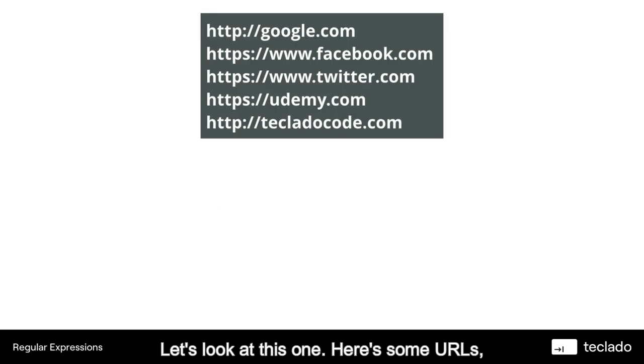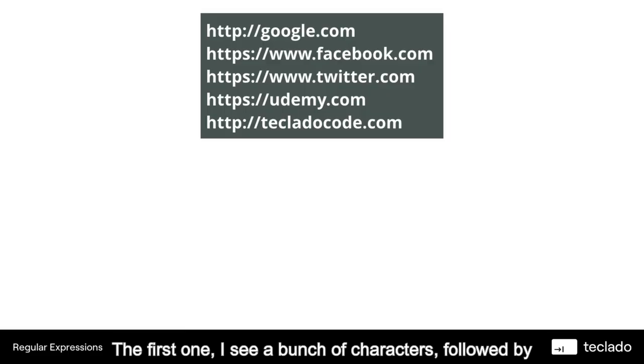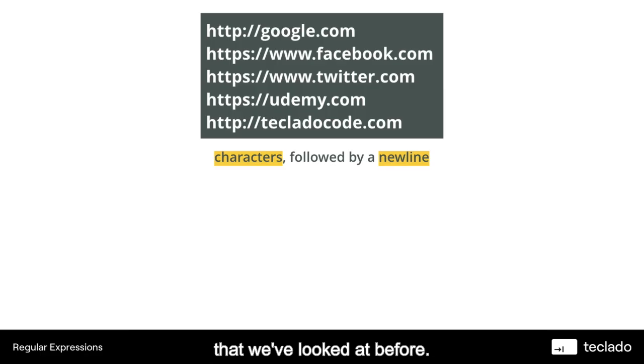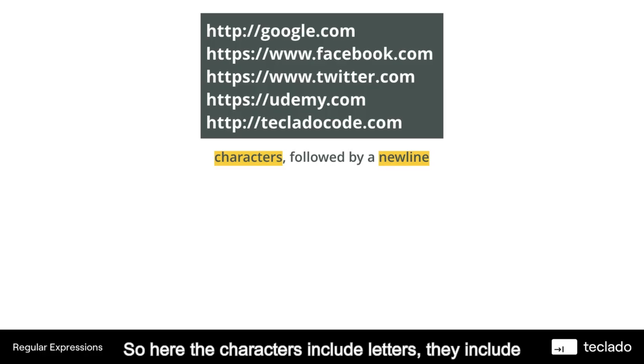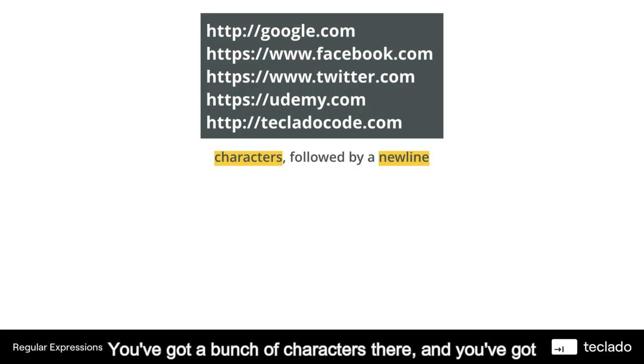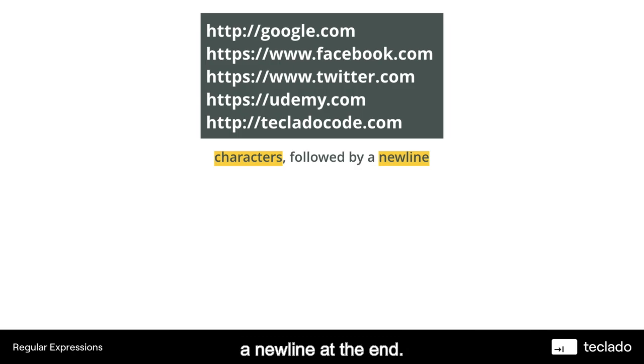Let's look at this one. Here's some URLs, some addresses of the internet. And what I see are one of two things. The first one, I see a bunch of characters, followed by a new line character. Remember the \n that we've looked at before. So here the characters include letters, they include the dot, the colon, the forward slashes. You've got a bunch of characters there, and you've got a new line at the end. So that's one of the patterns I see in here.